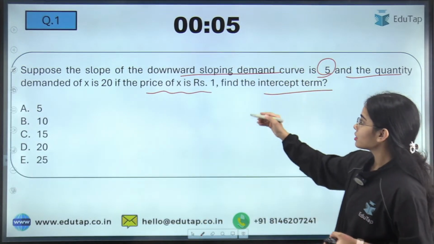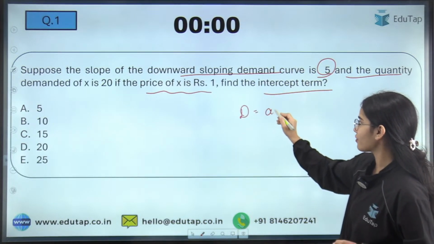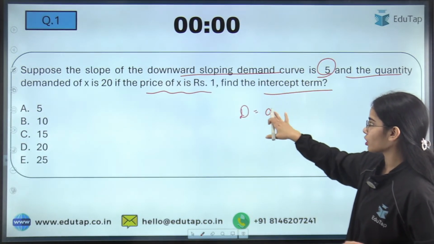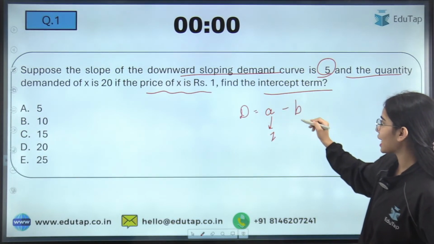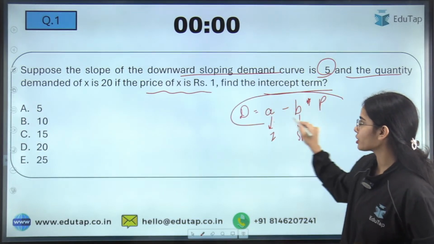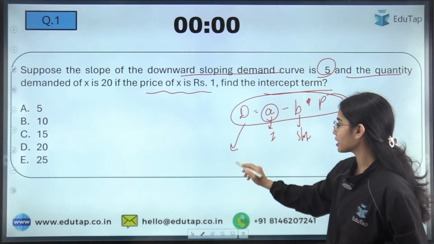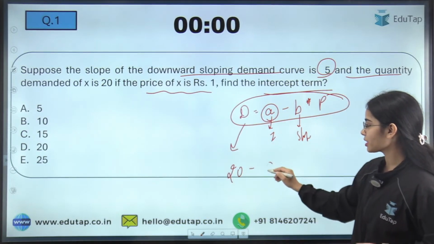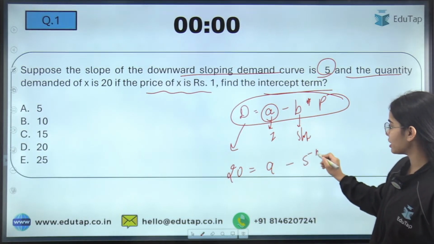So here the demand curve has the equation where we have autonomous demand, that is the intercept, and you have the B, that is the slope, multiplied by the price. So this is your demand equation, and you have to find the intercept term. The quantity demanded is given as 20. The intercept term you have to find, minus B, the slope, is given as 5, multiplied by 1.